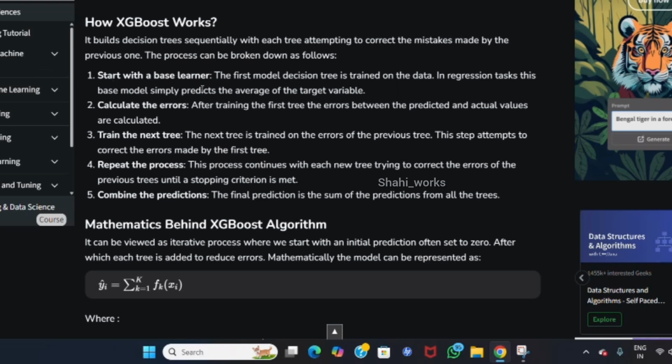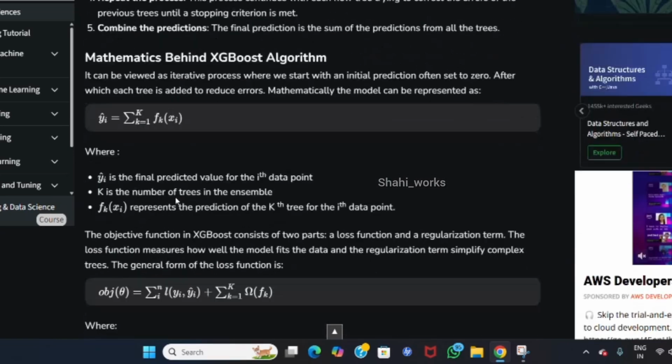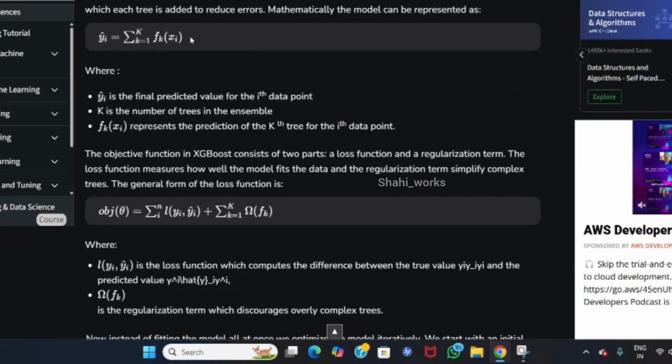Now, how XGBoost works. First, you start with the base learner, calculate the error, train the next tree, repeat the process and combine. Here is the mathematical behavior: y-hat i is the final predicted value of the ith data point, K is the number of trees in the ensemble, and f_k of x_i represents the prediction of the kth tree for the ith data point.